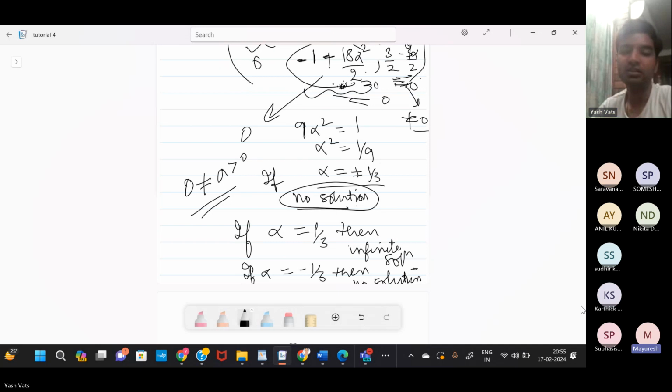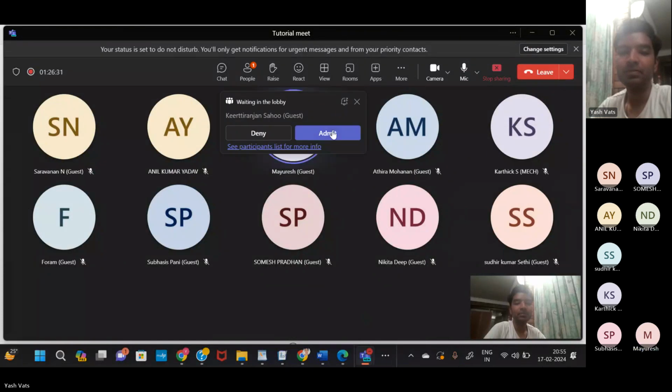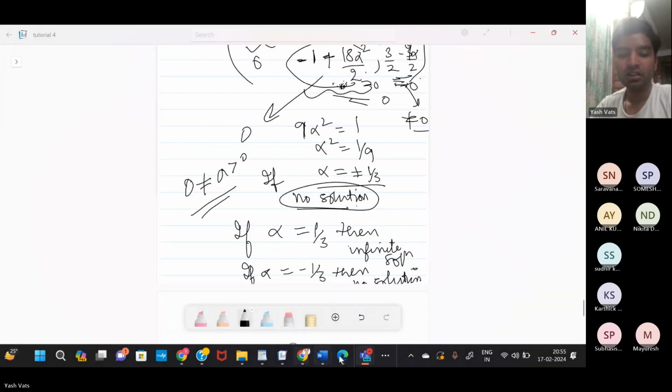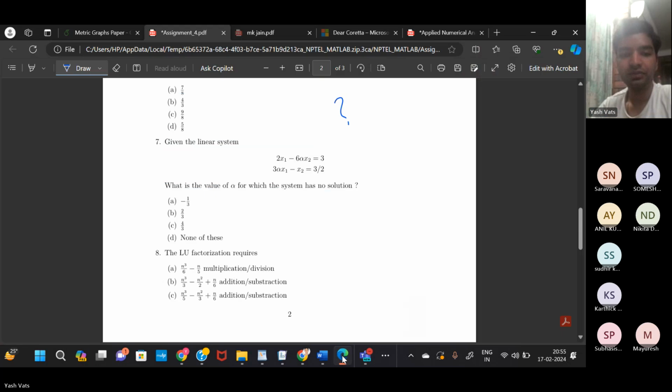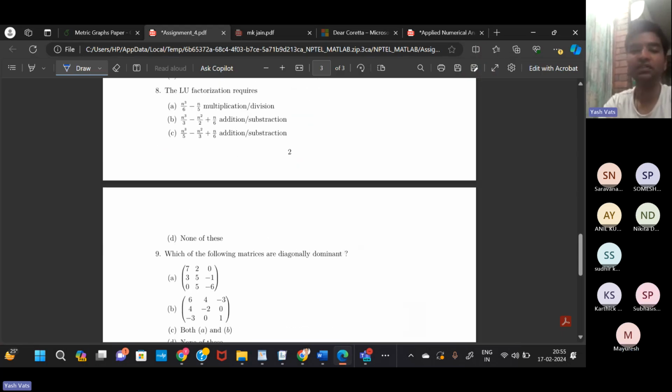If there is any doubt, then you can ask. Okay. So like this, you can try to find the number of multiplications and divisions in the LU factorization method. I'm not going into much detail on these.